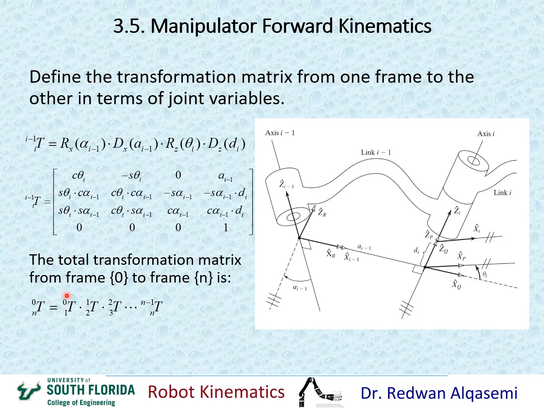Okay? So T01 times T12 times T23 all the way up to Tn minus 1 n. So that would describe the transformation matrix for frame n in reference to frame 0, or I can think about it as the transformation matrix that takes me from frame 0 into frame n.